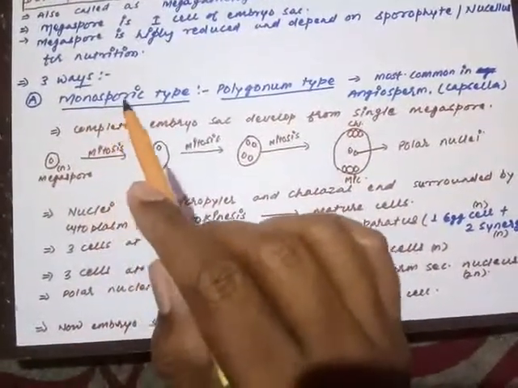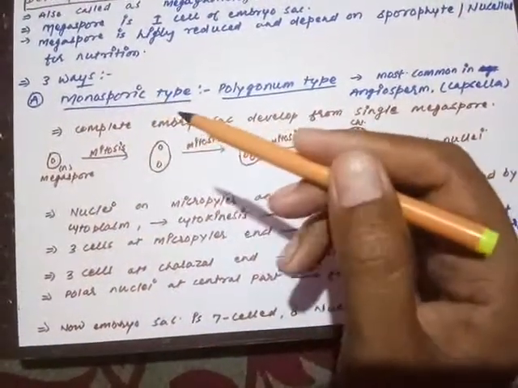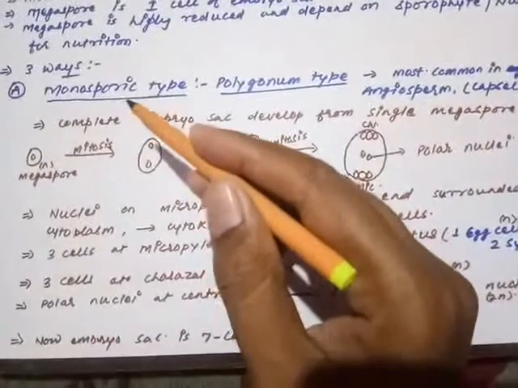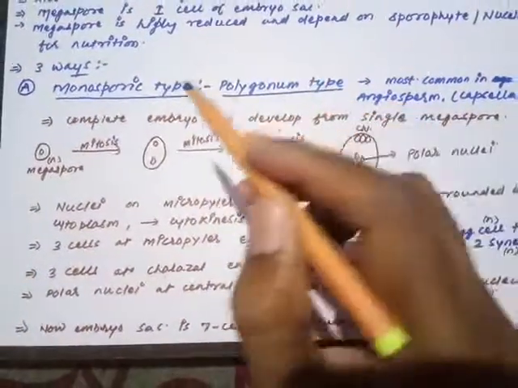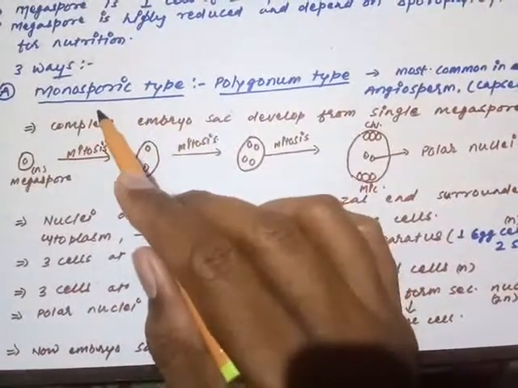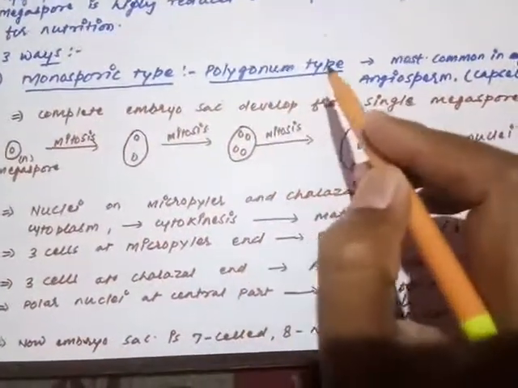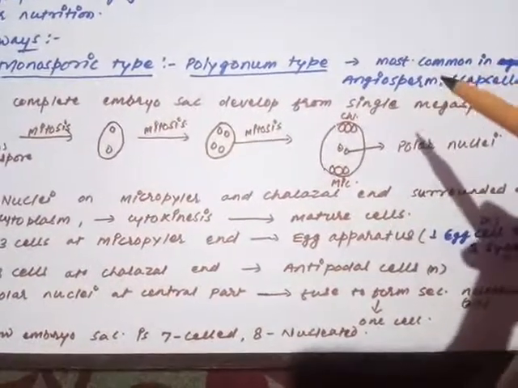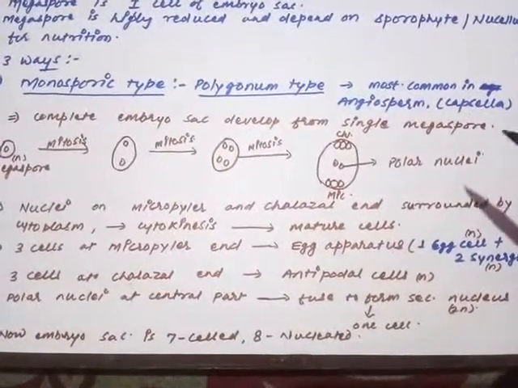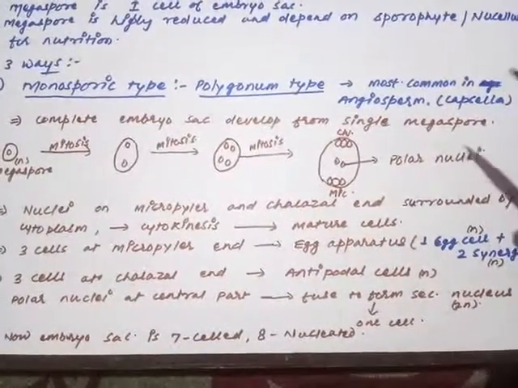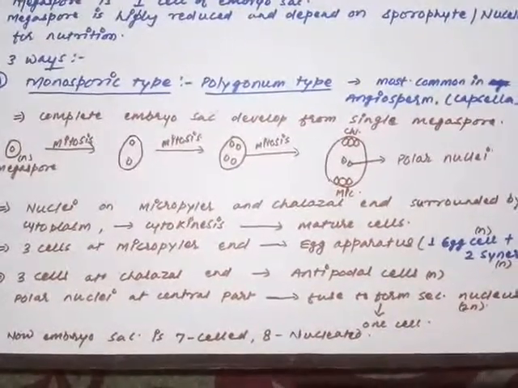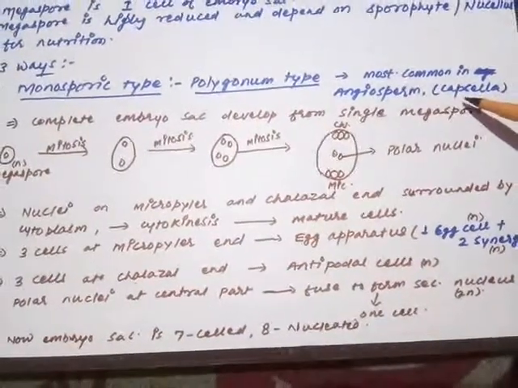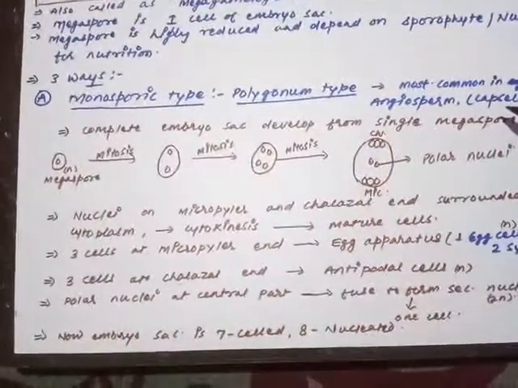There are three ways in different types of plant families that have been studied till now. The first way is called the monosporic type or polygonum type. This is the most common mode of female gametophyte development, which is most common in all angiosperms. And till now we have continuously taken the example of Capsella. Once again, Capsella also has the monosporic mode of embryo sac development.